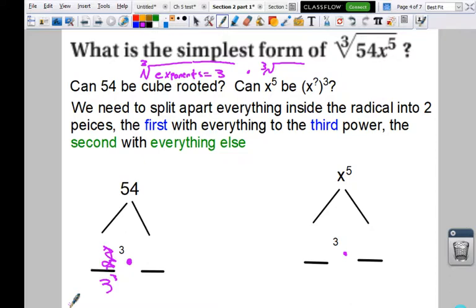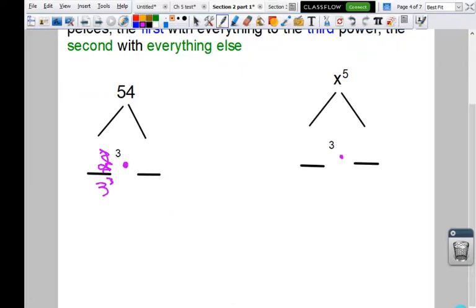So I have 3 to the 3rd is 27, and 27 times 2 equals 54. So what I'm going to do is split apart 54 to be 3 to the 3rd times 2.